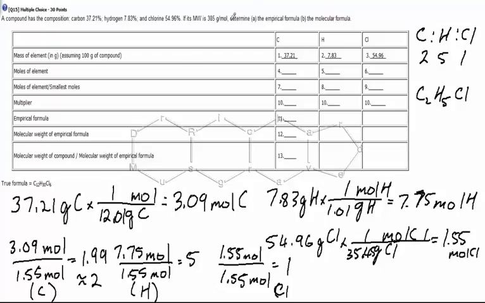Now in order to get the true formula, what we're going to have to do is figure out the mass of the C2H5Cl, and what we're going to find is that's going to give a certain mass, around about 64.1. So that's 2 times carbon plus 5 times hydrogen plus a chlorine. And that's grams per mole there.